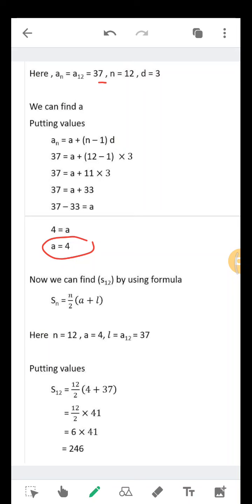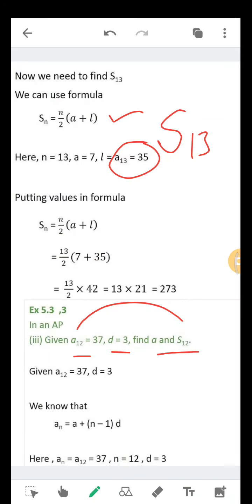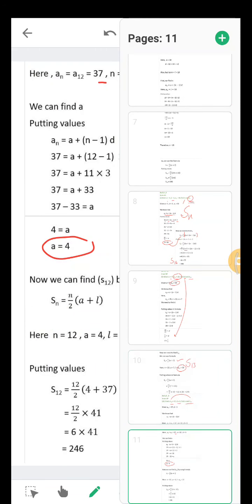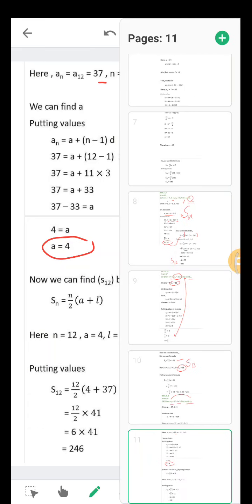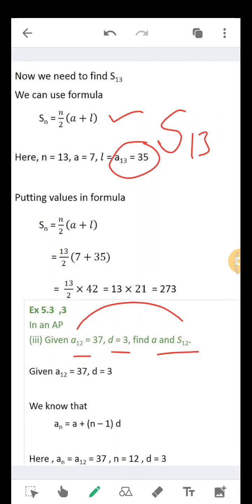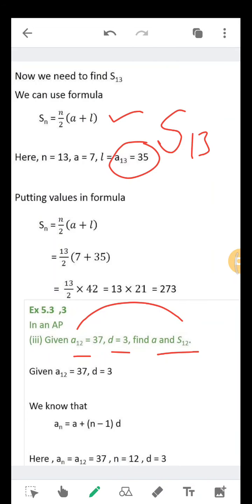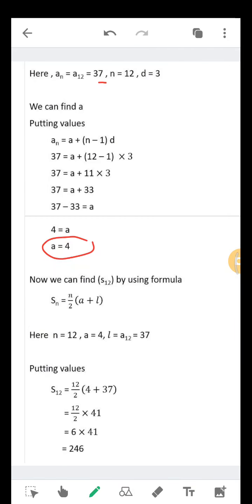Now we have to find S12. What is he asking us to find? S12. How to find S12 in this? We can use the same formula. You can see here he's asking us to find S12. So we'll use the formula n by 2 into a plus l.